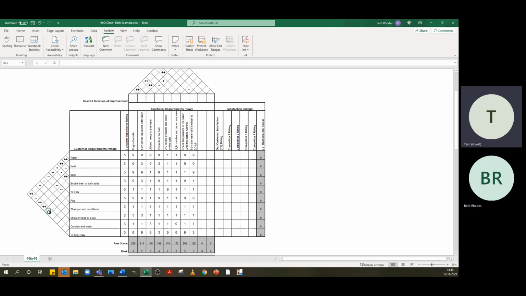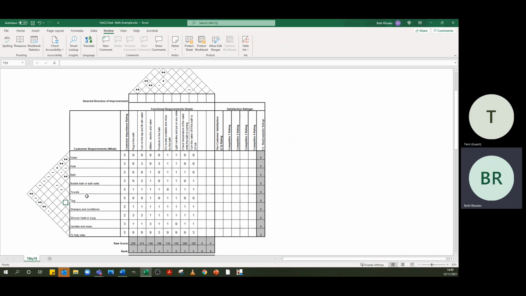Let's go one negative because it wouldn't be the end of my world, but I would be peeved about it. Yeah, and you'd have to shout to somebody to go and get you a towel and bring it in. Yeah. So how does having the plug affect shampoo and conditioner? It doesn't really.